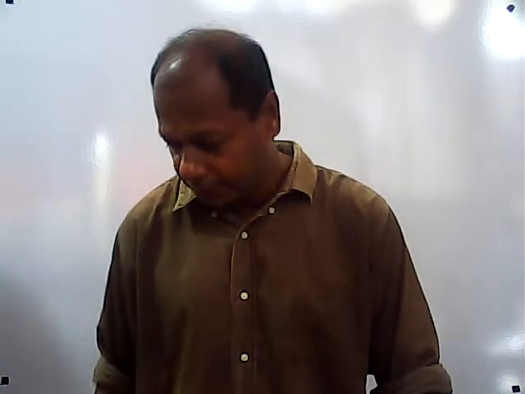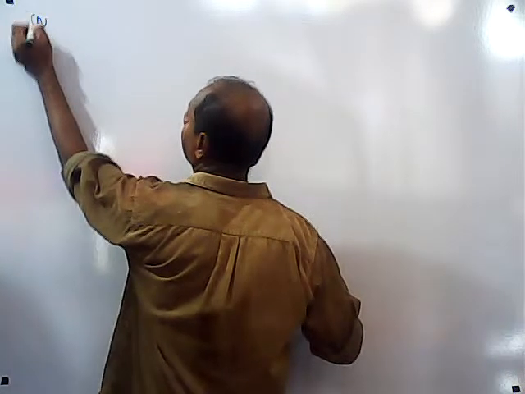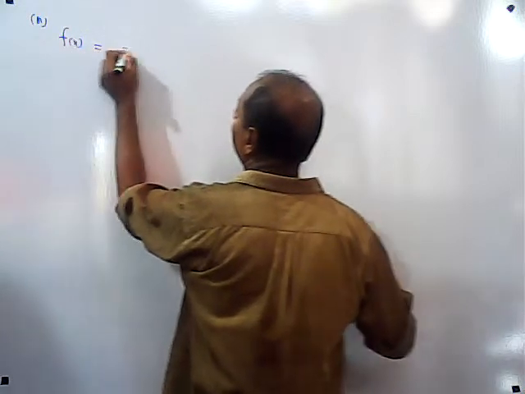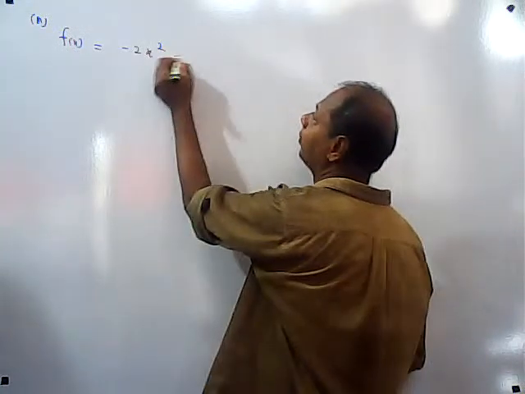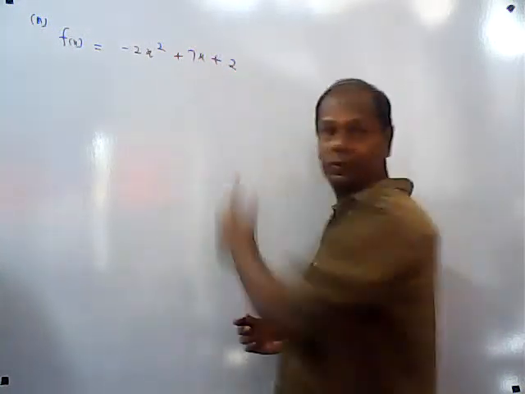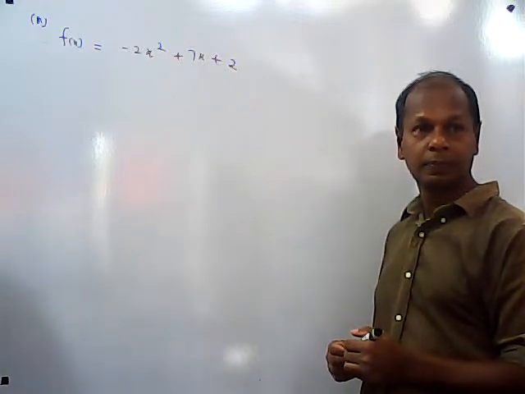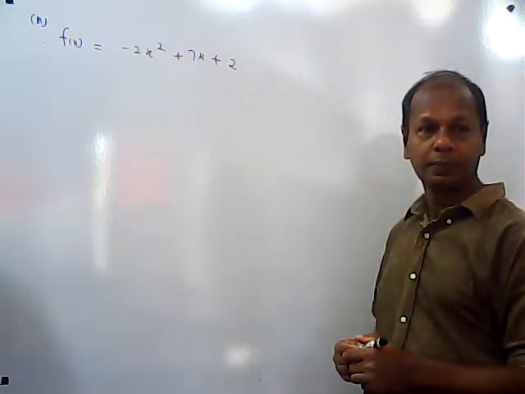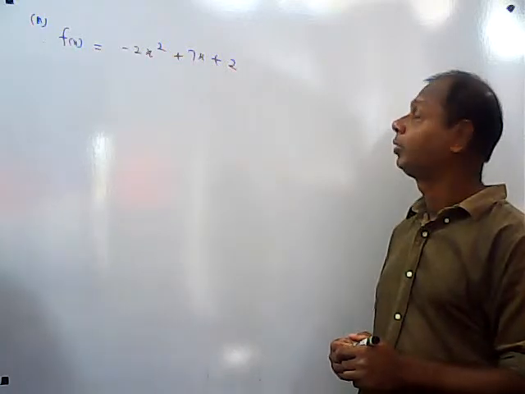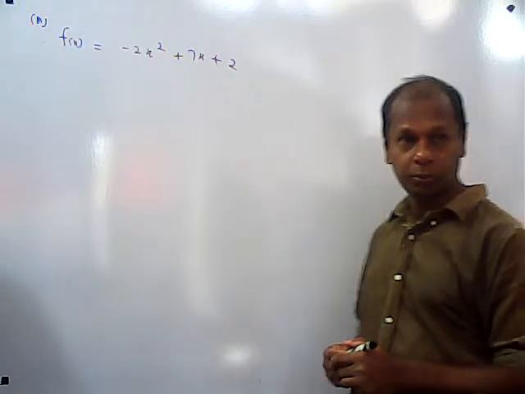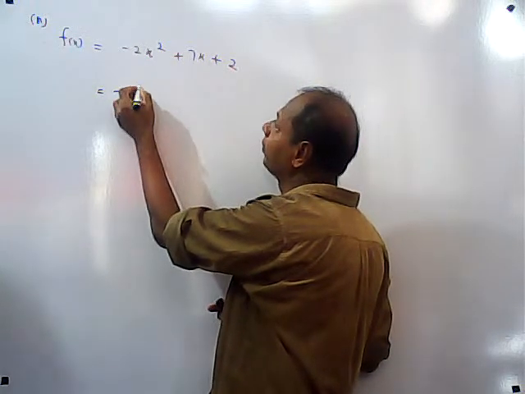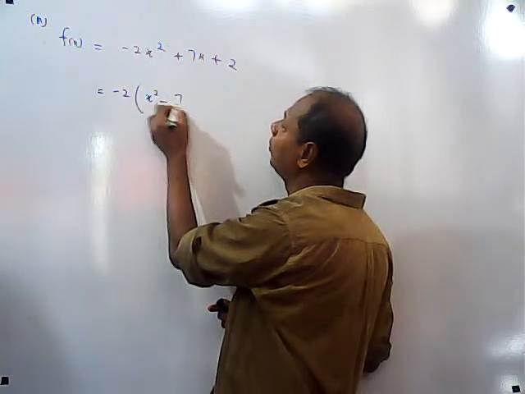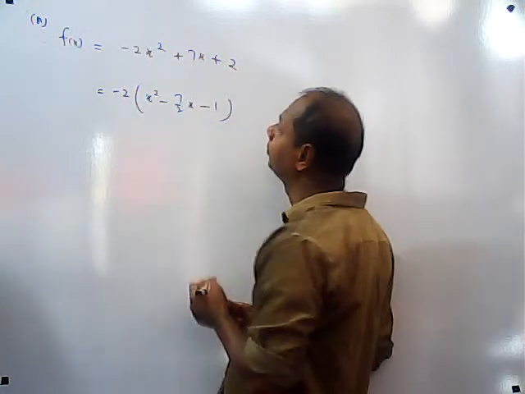And third and last, fx equals minus 2x squared plus 7x plus 2. Okay. So this time you have to take minus 2 out. Method 1 will be x squared minus 7 over 2 x minus 1.